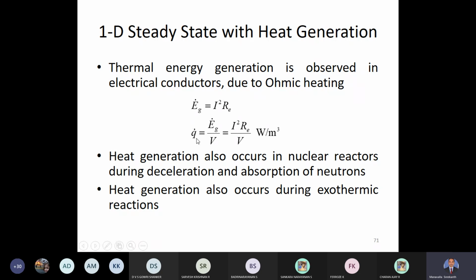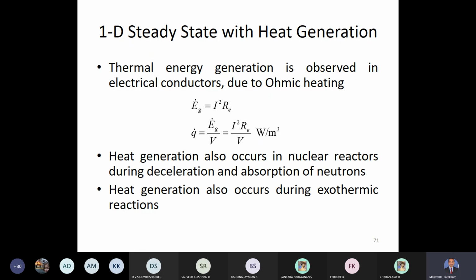So this Q dot, the heat generated, is E dot divided by V, or I square R by V. Remember, V here is not voltage, V is volume. So in heat transfer, it is convenient to deal with the heat generation per given volume. So we use I square R divided by V. This is the volumetric heat generation.